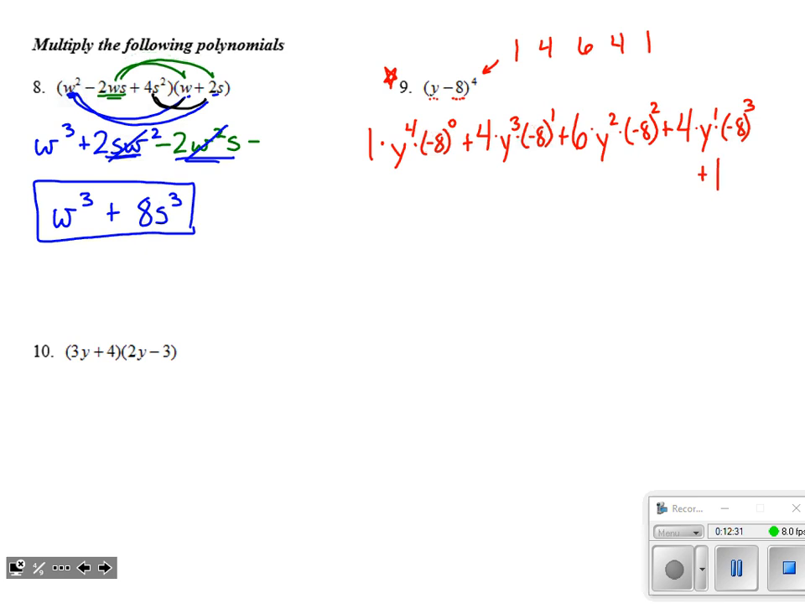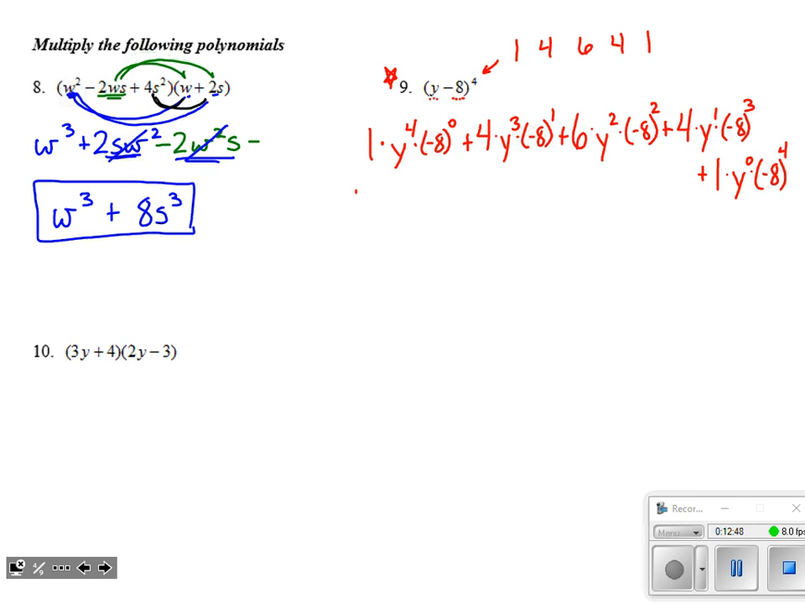And then lastly, plus 1 times y to the drop the power once, negative 8 to the remaining power. Now the second thing, that negative 8 gets all the power. And here's where we may use a calculator to kind of simplify our work along the way.